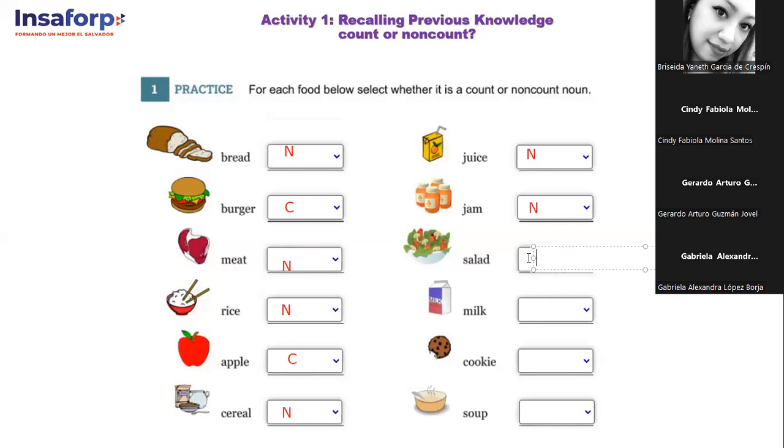Count or non-count? Salad is count. Milk. Non-count. Cookie. Count. And soup. Non-count. Great. Very good, people.